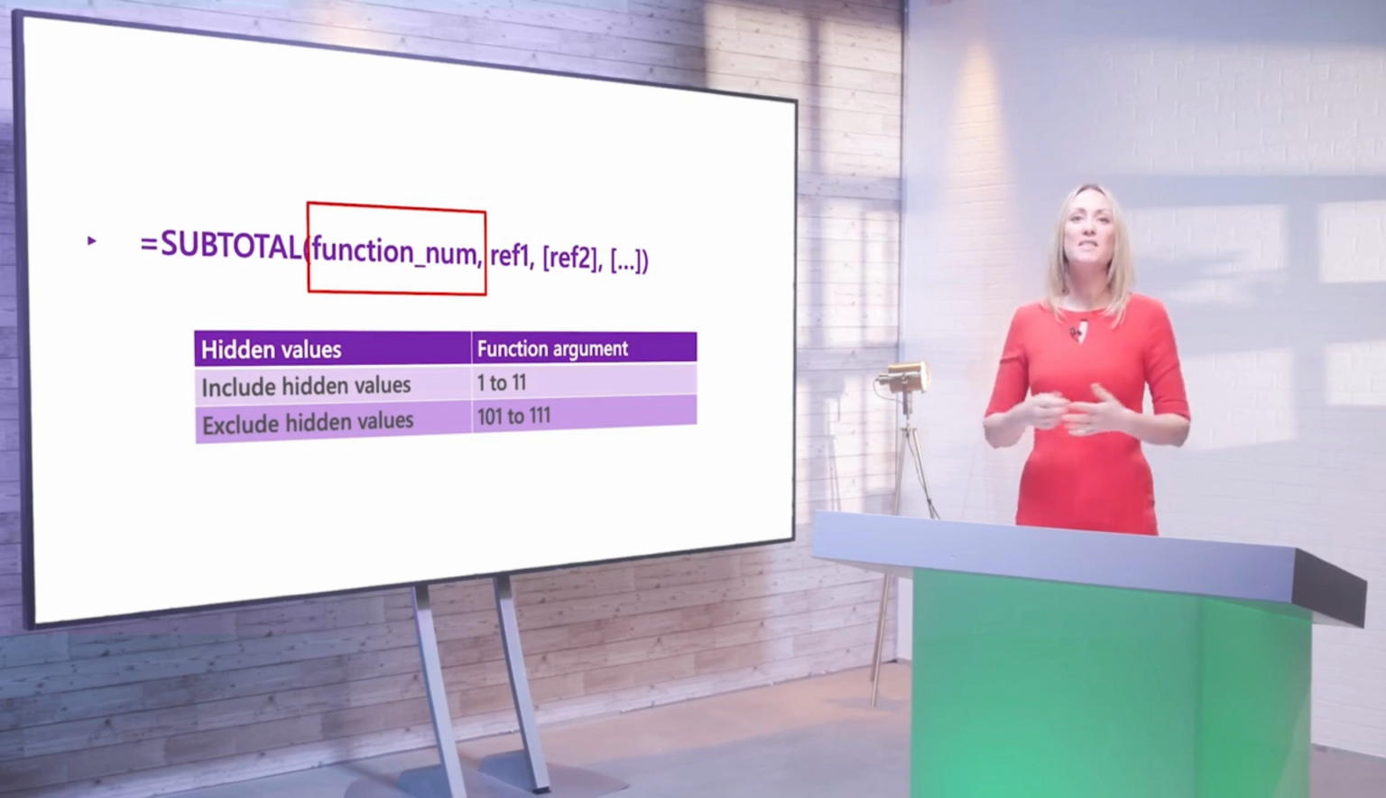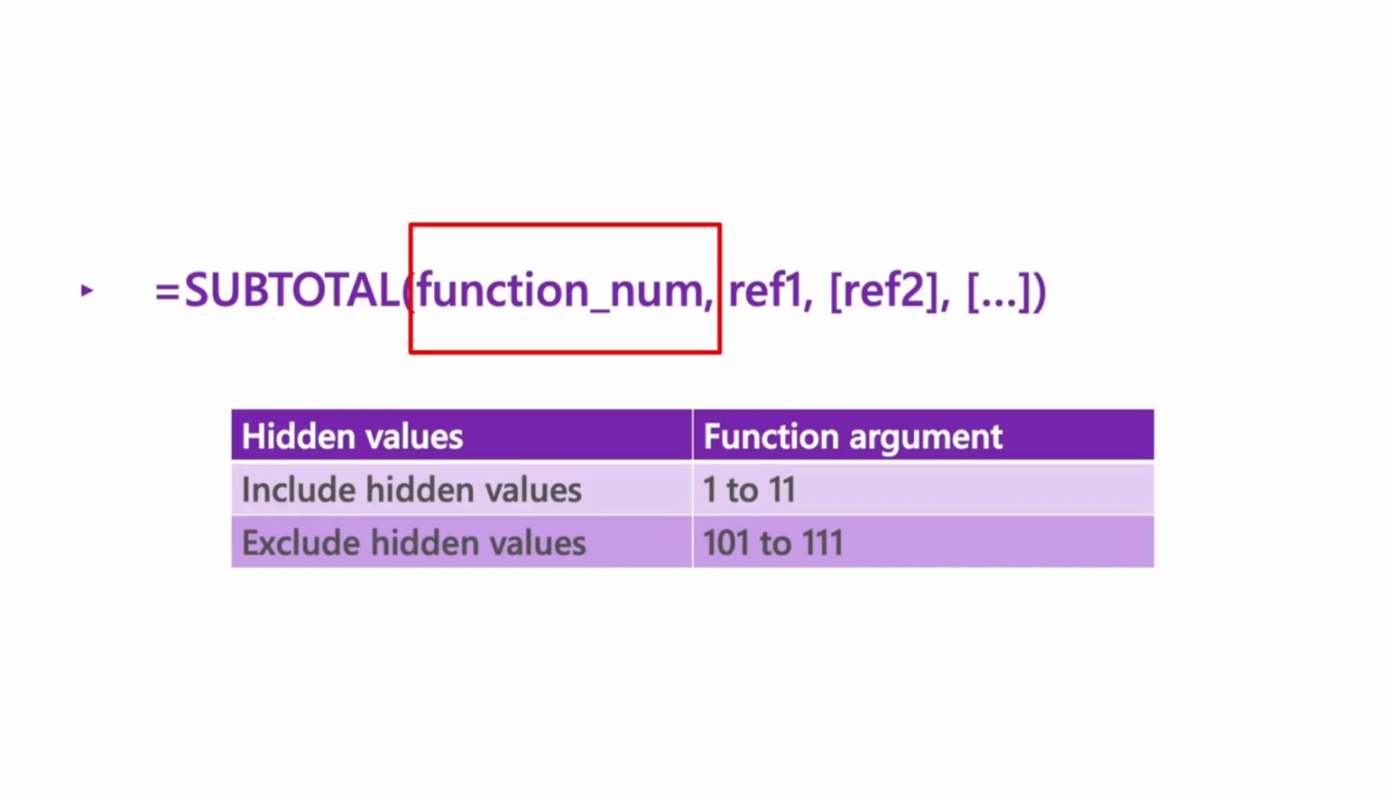Now that you have seen how the subtotal function is used in the total row, let's cover some more detail on its syntax and arguments. You use the function_num argument to define other functions that you would like to use to calculate subtotals. Functions are called using numeric values of 1 to 11 when including hidden values, and 101 to 111 when excluding them.